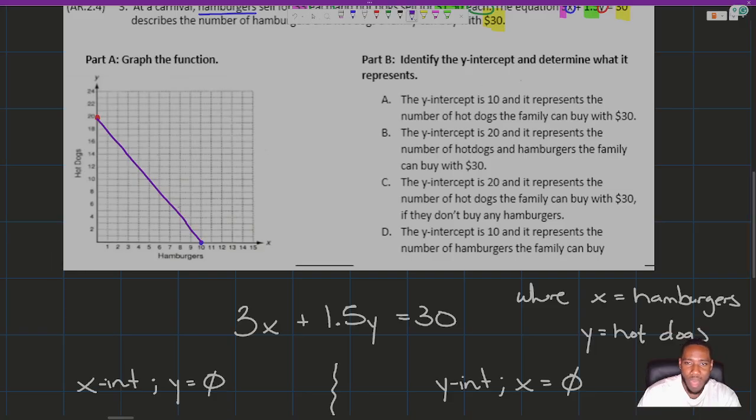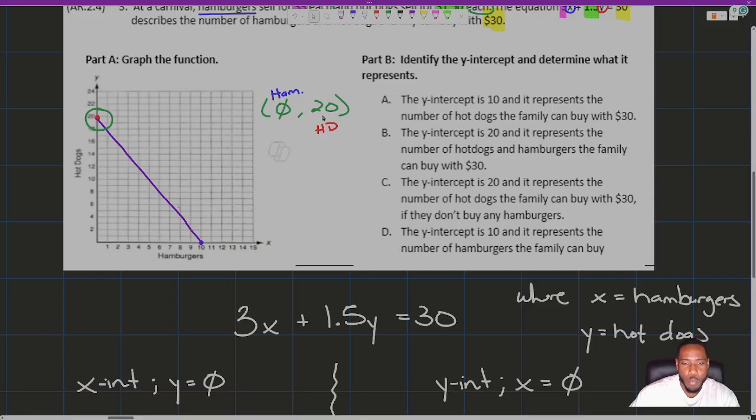It asks us to identify the y-intercept. So that is this portion here of the graph. And if we're looking at that y-intercept, that is, at this point, 0 on the x-axis, 20 on the y-axis. Remembering that x represented the hamburgers and y represented the hot dogs. Okay? So then what does it mean if we're looking at a point where there's 0x and 20y? That's 0 hamburgers and that's 20 hot dogs.